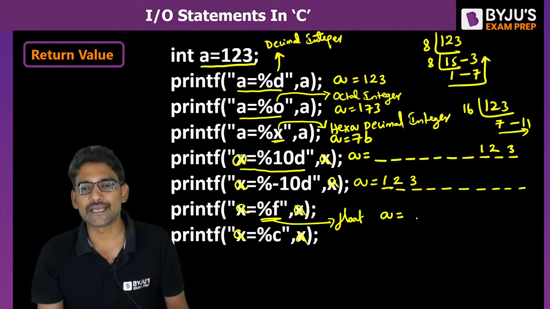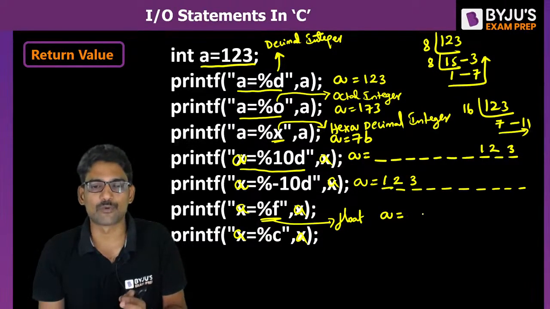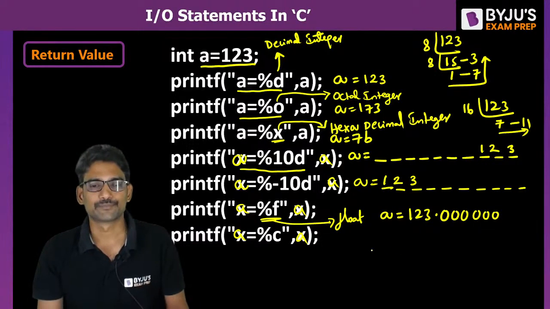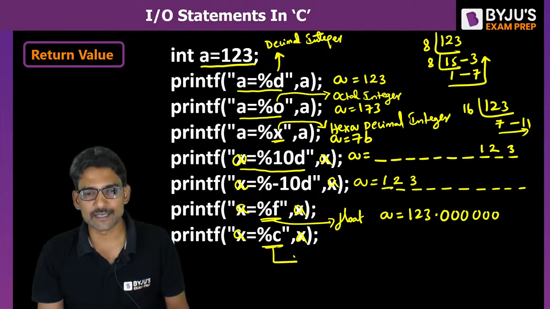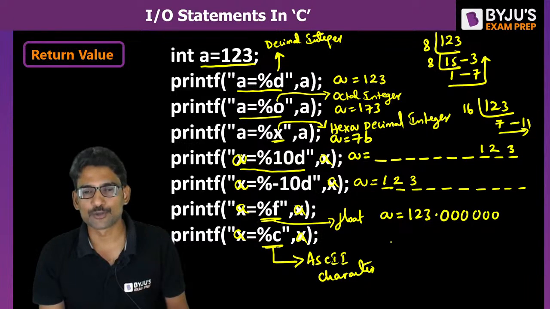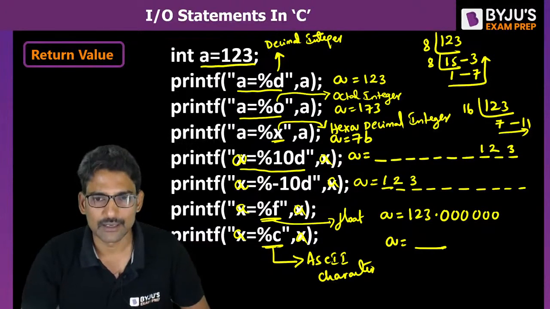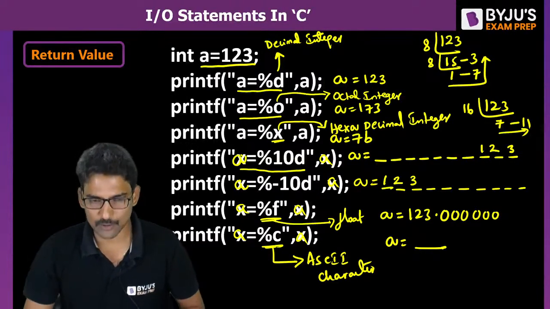So float a is equal to, now what will I get? 123.000000. And when I write %c, what do I get? It's the equivalent ASCII character. I also don't know what that equivalent ASCII character is. That we will see directly while executing. So what is the output, guys, that we get?